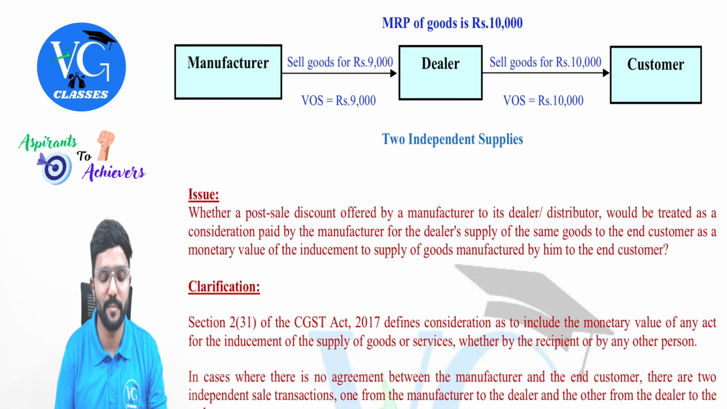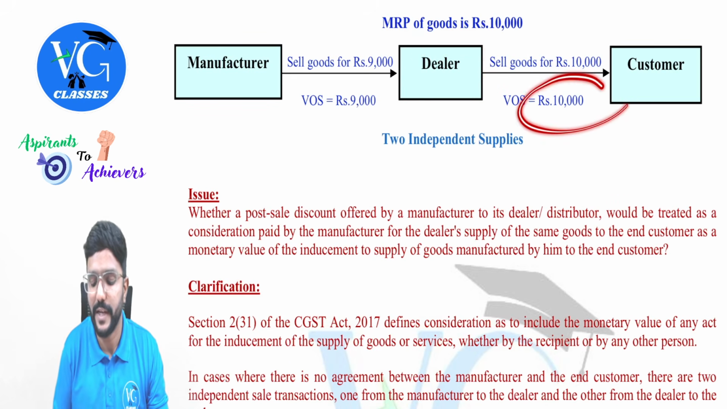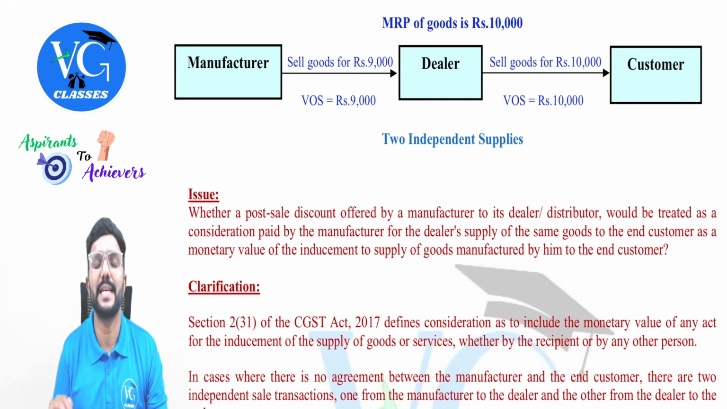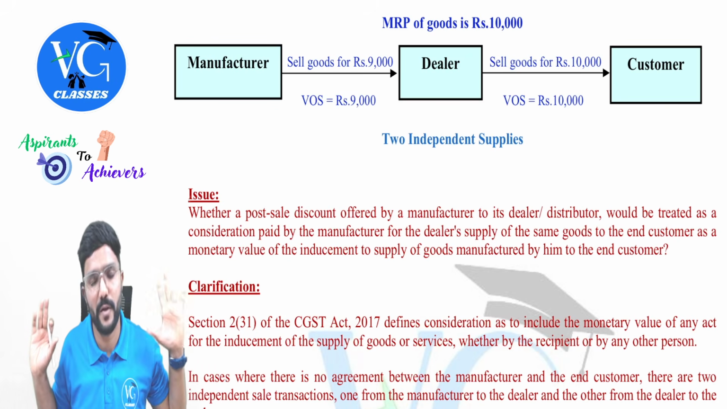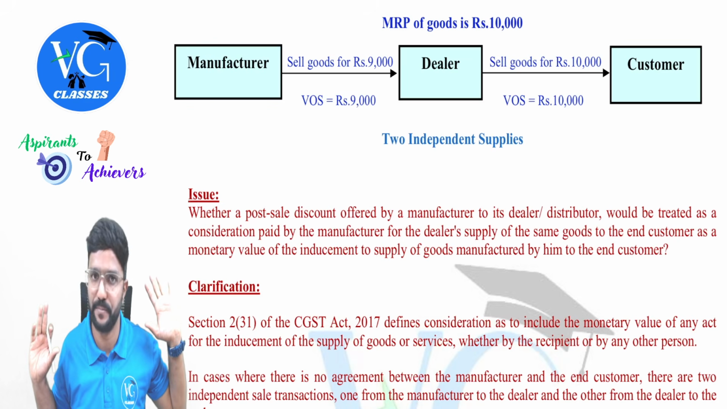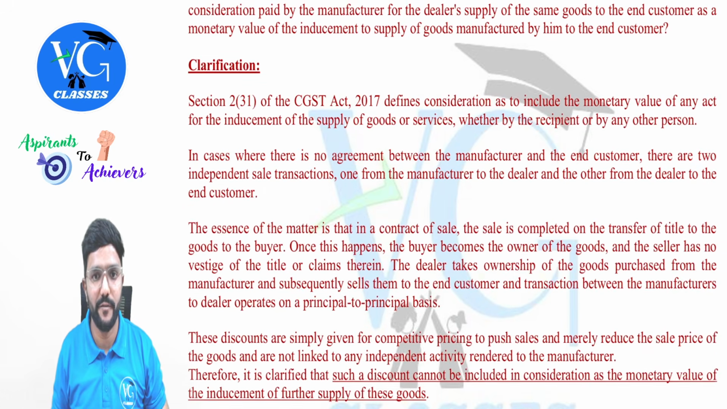That means the value of supply between the manufacturer and dealer is 9,000. Now, ultimately, the dealer is selling these goods to the customer for 10,000. What is the value of supply for this supply? It is 10,000. So there are two independent supplies, guys. We also call it principal to principal supply here. Is that clear? Yes. So what is the clarification? We will see.